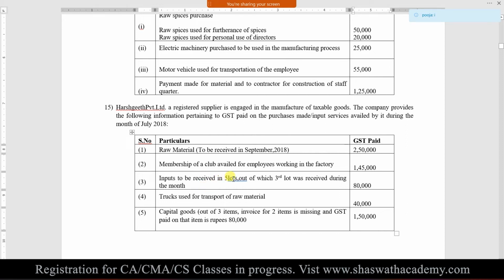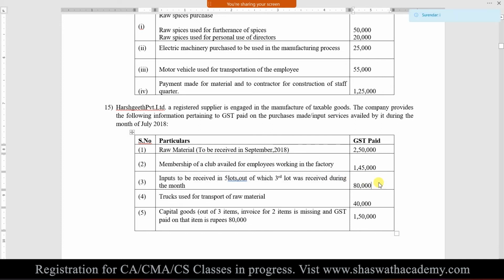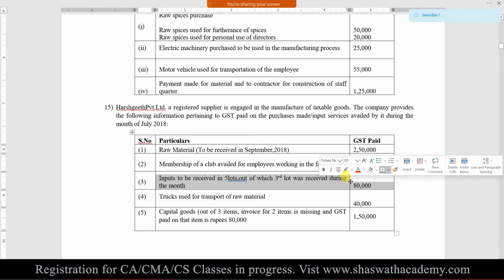Inputs received in 5 lots, out of which only the third lot is received during the month, for 80,000. Now tell me, my dear, can you take credit of this 80,000? Ineligible. You are entitled to take credit on full supplies only when the last lot is received. Excellent, the last lot of installment is excellent.